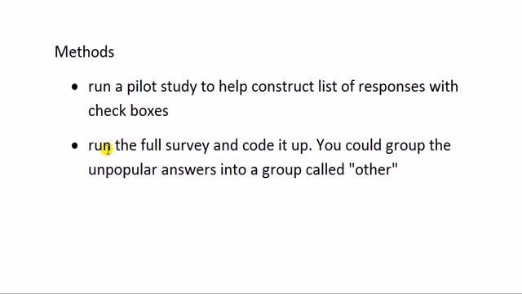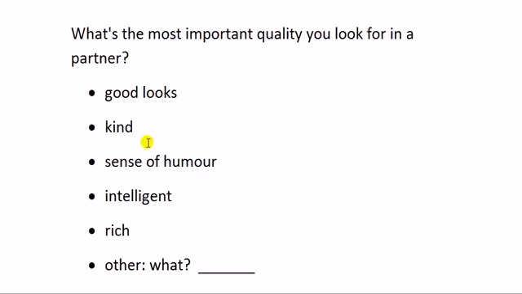The other thing I can do is just run the full survey, hand out all my questionnaires and gather all the data, and then I will code up all the main ones, and all the unusual answers I can group up into other. So that's just another way of getting this kind of list. Alright, so that's it really. It's not really an SPSS question, it's any software you use. But since I'm talking to you as an SPSS person, this is kind of what you'd want to do.